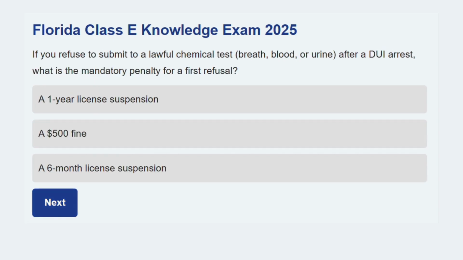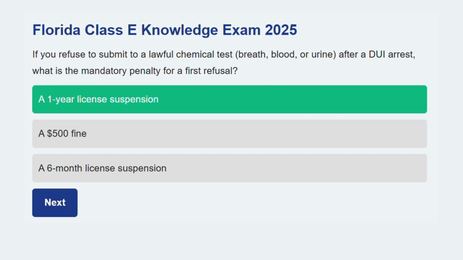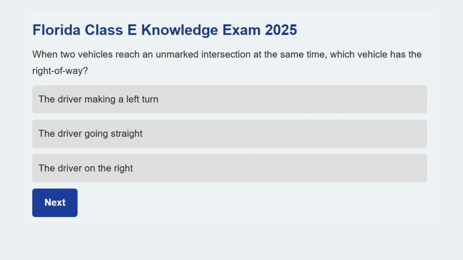If you refuse to submit to a lawful chemical test, breath, blood, or urine after a DUI arrest, what is the mandatory penalty for a first refusal? A 1-year license suspension. Florida has an implied consent law, and refusing the test results in a mandatory license suspension. Time for a new question.